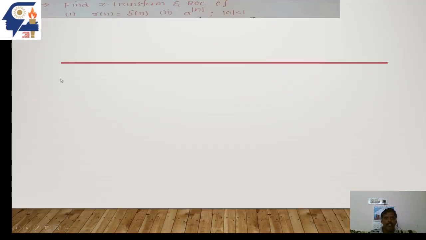Now we will see the Z transform of the impulse and the Z transform of A power mod n, where A is always less than 1, then only the Z transform exists. So this second problem is an important model. Many competitive exams will ask this Z transform.